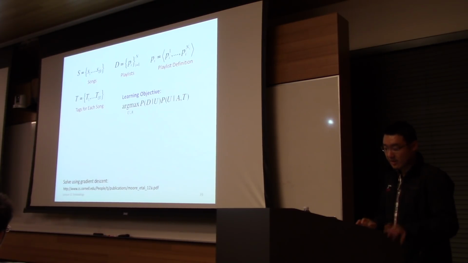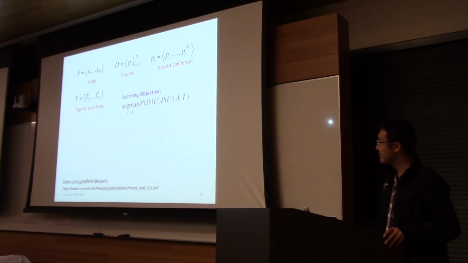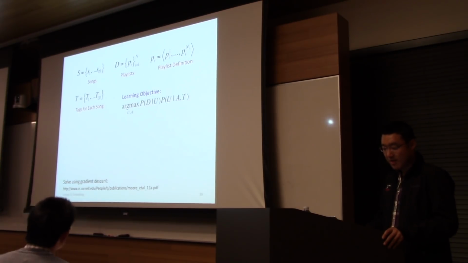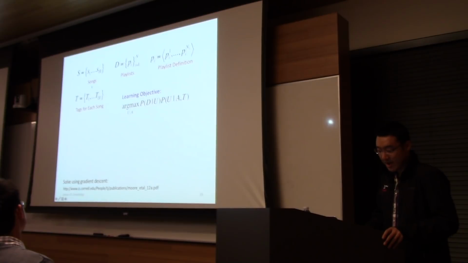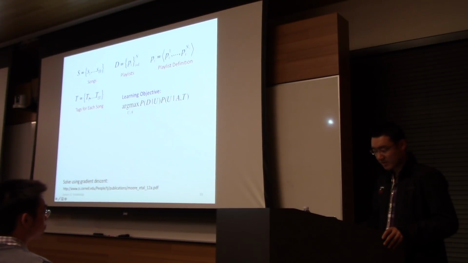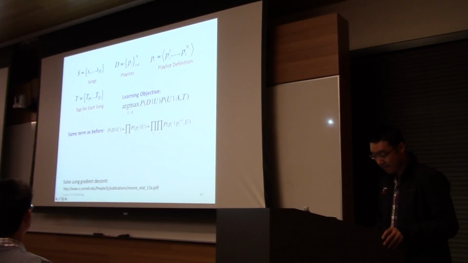And so here's the more expanded data set. So you have the ground items, which are songs, and playlists, which are user-generated. Each playlist is a sequence of entries that indexes back to the ground items. And every ground item, every song, has a list of tags associated with that song. So T is the set of tags associated with each song, right?